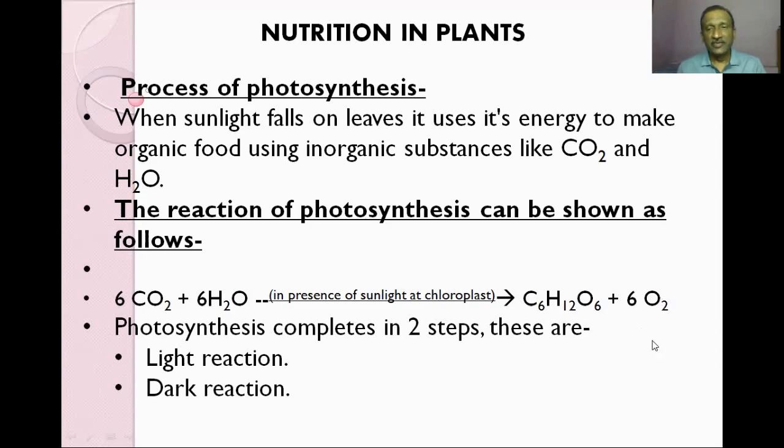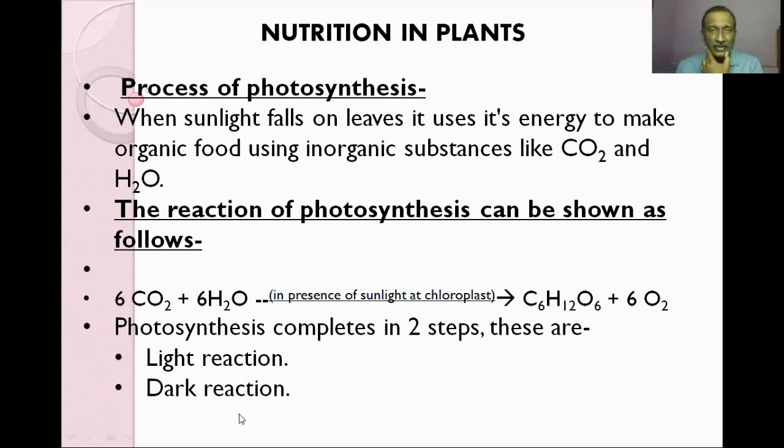Okay, and this is the waste for the plant in the process of photosynthesis, because the excess oxygen is released, and most living beings and most of the other processes around us actually depend on this oxygen. Photosynthesis completes in 2 steps. First is light reaction and the second is dark reaction.